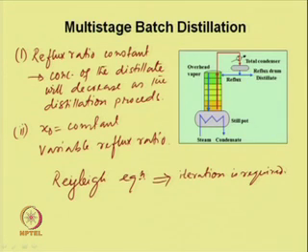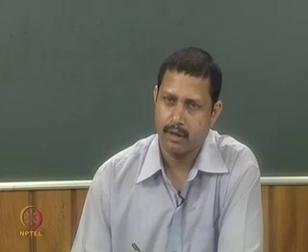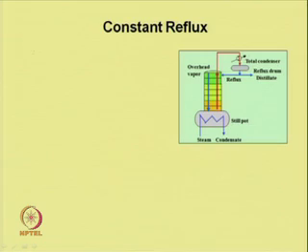And if we use the McCabe-Thiele diagram, we can obtain some of the information which will be used for this iteration. Now, let us consider the first case, which is constant reflux operation.